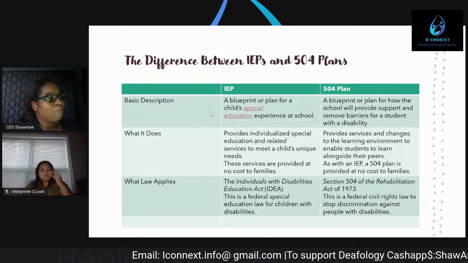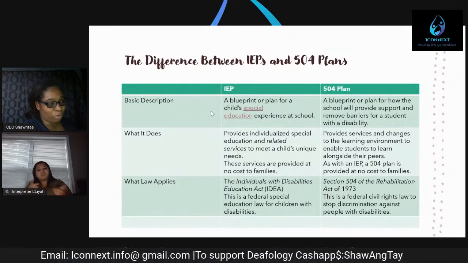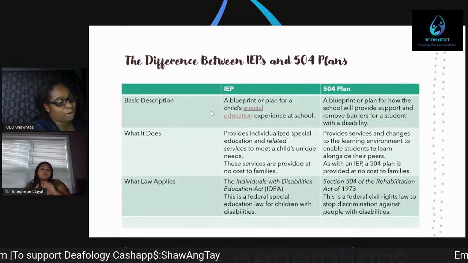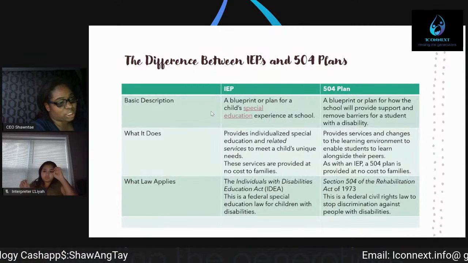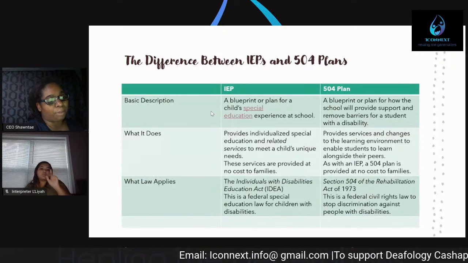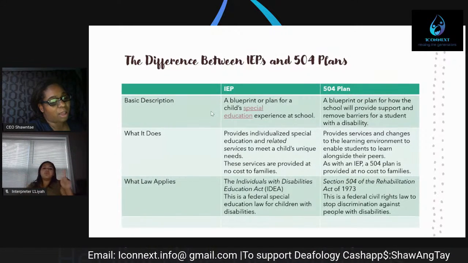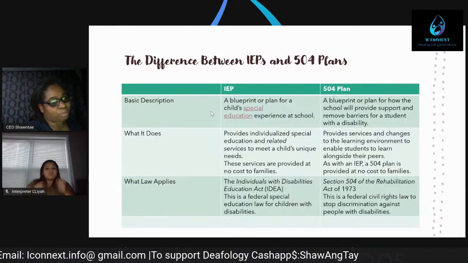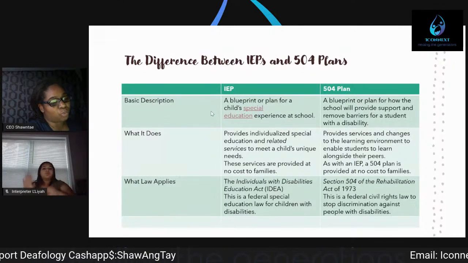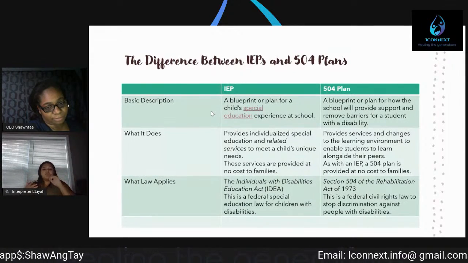So basic description for both: an IEP is a blueprint or a plan for a child's special education experience at school. A 504 is a blueprint or a plan for how the school will provide support and remove barriers for a student with a disability.